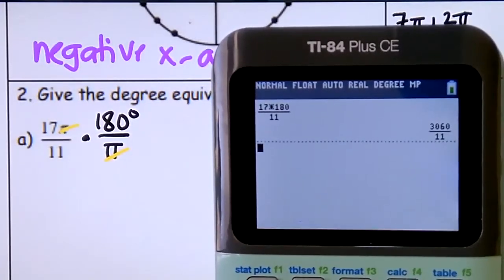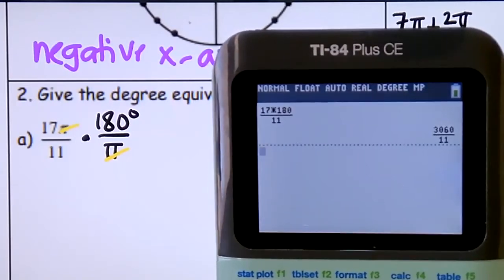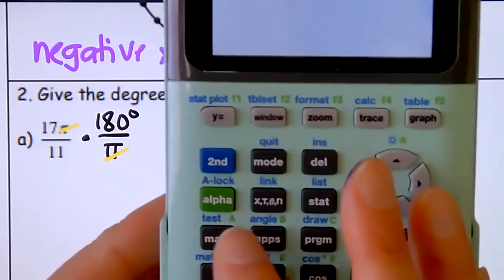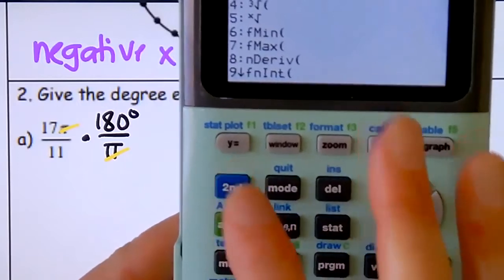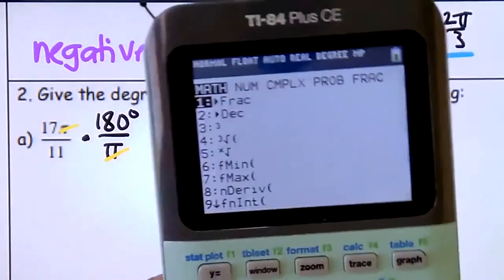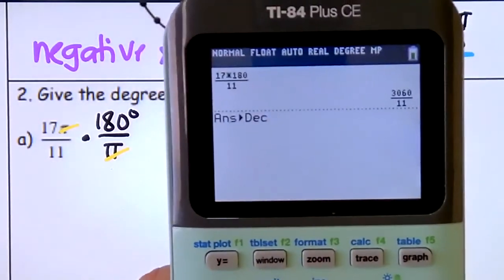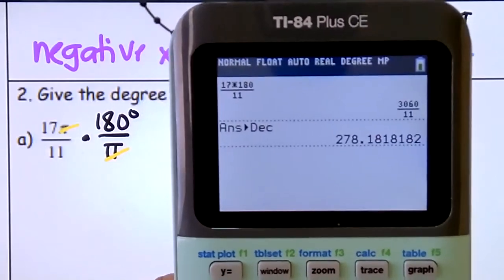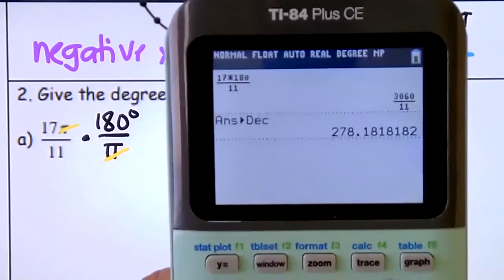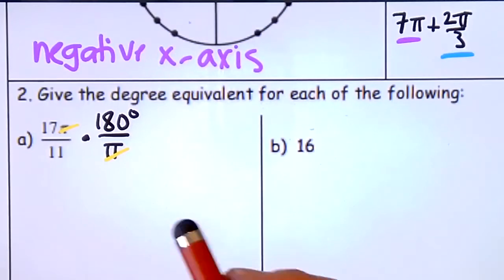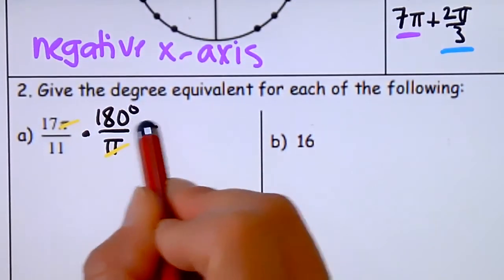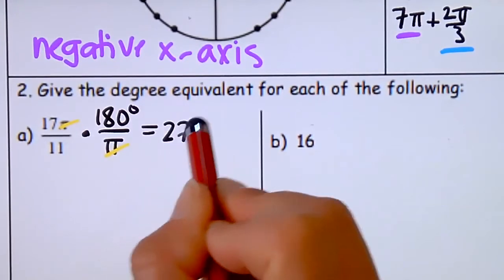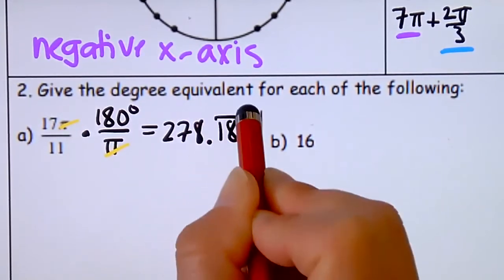It gives me that. Now, if you want it as a fraction, you can also do it under second alpha and y equal for the fractions, but if you hit the math button, number 2 is decimal, and it will change it for you. So it's 278.18 repeating degrees.